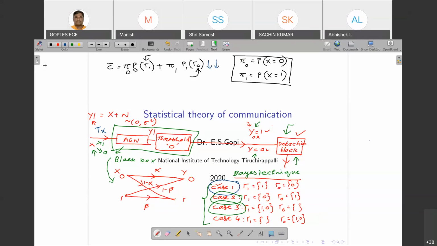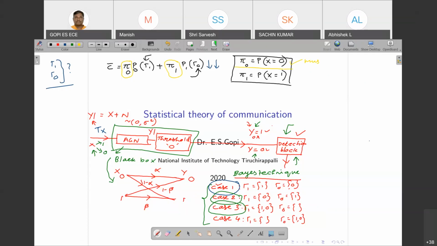How to get this gamma 1 and gamma naught is the question, right? So that is what we discussed, right? And most important to understand here is the prior probability. It also depends upon the prior probability. That is very important. So if I want to have a proper design for the detection block, I must know what could be the prior probability. I mean, the prior probability means the probability of x equal to 0 being transmitted from the transmitter, right? So this probability must be known to you.